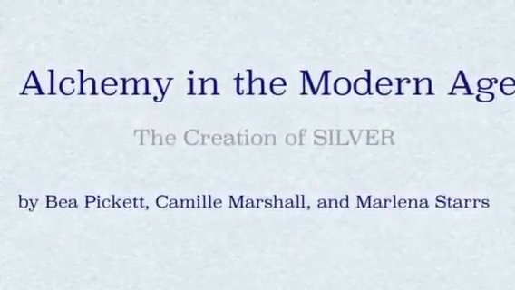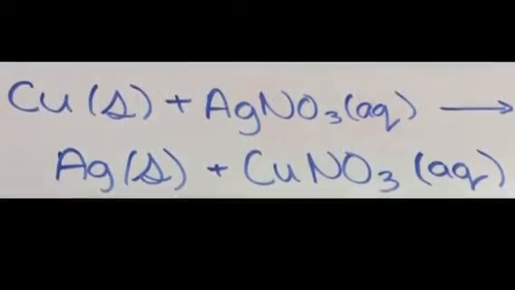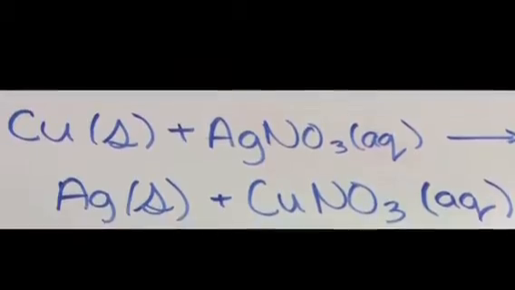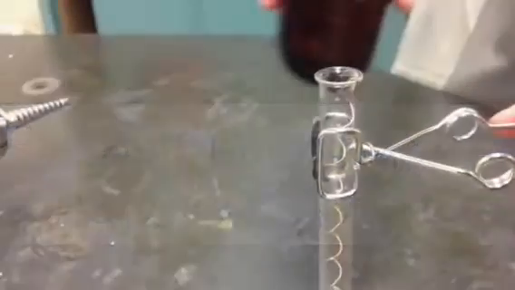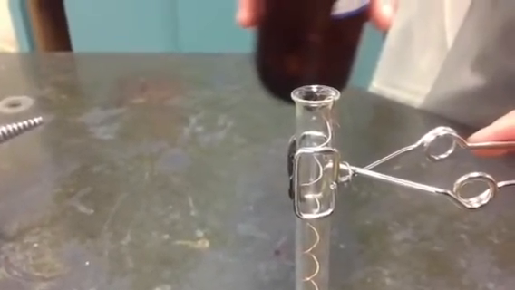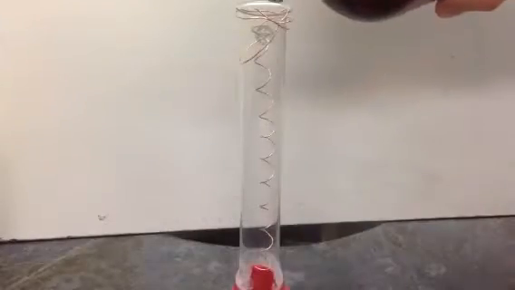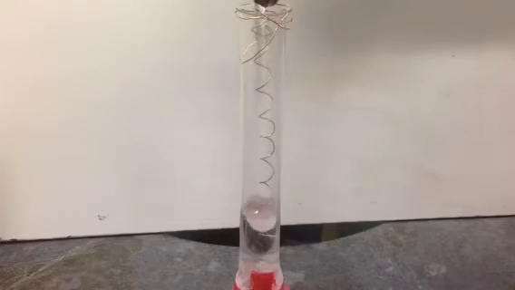Today we will be creating silver. Okay, just kidding. We know we cannot actually generate the element silver, but we will be performing a single replacement reaction between silver nitrate and copper, which yields silver as a precipitate. Here's a beaker. We set up a curly copper wire and are pouring in an aqueous solution of silver nitrate.